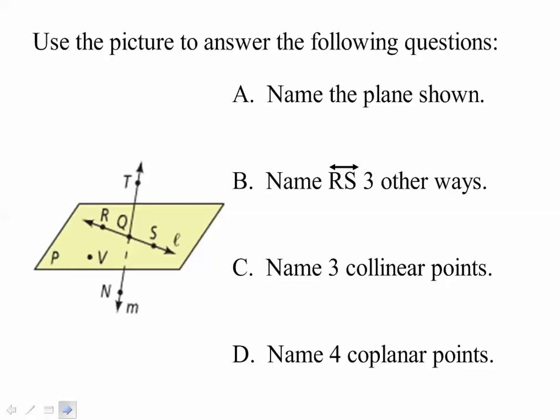Okay, so let's look at a picture and use what we've just learned to name some of these things. A says name the plane shown. The plane is this flat surface right here. So we learned on the last slide that we can name a plane using any 3 points as long as they're not all on the same line. I might name this plane RQV.